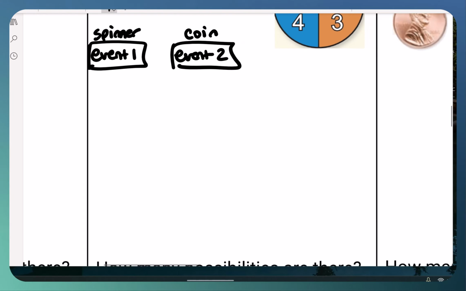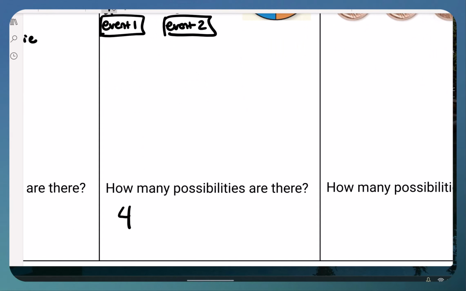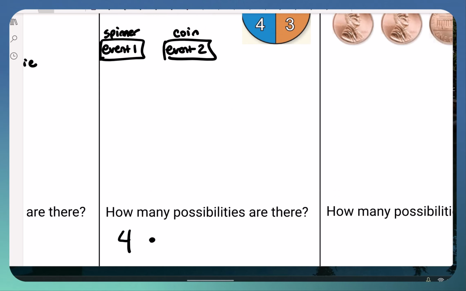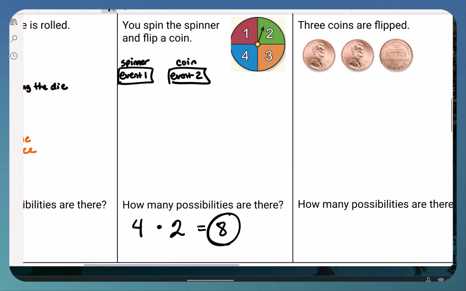And it really does help, especially when you're new at doing this, to write all of these things out. So event 1 is spinning the spinner. How many different outcomes can I get if I spin the spinner? I have 4 different outcomes. So I'm going to put 4 times. Now event 2 is flipping a coin. How many different possibilities do I have when I flip a coin? 2. So I'm going to have 4. And then I have 2 each for one of those 4. So 4 times 2 gives me 8 total possibilities. So after I do my tree diagram, I should have 8 possibilities in my sample space. If you don't, something happened, it went wrong.